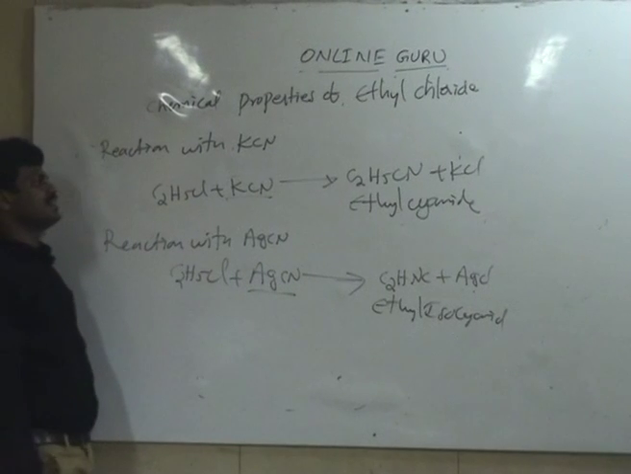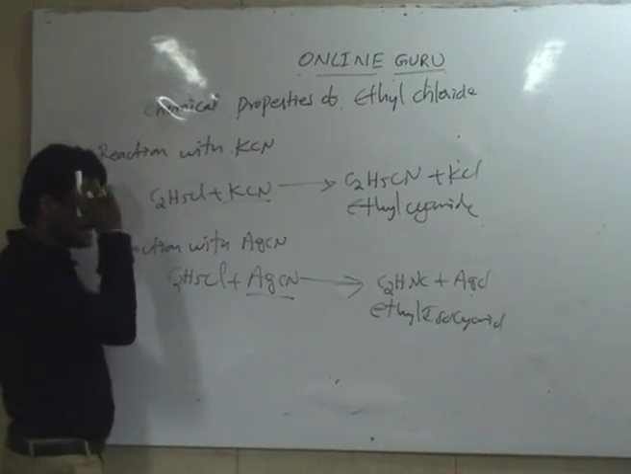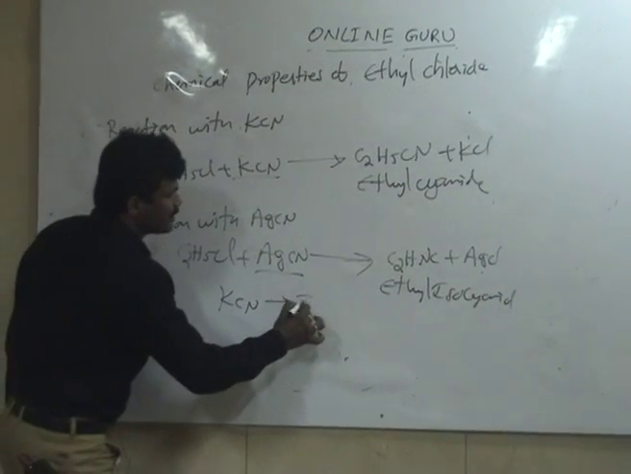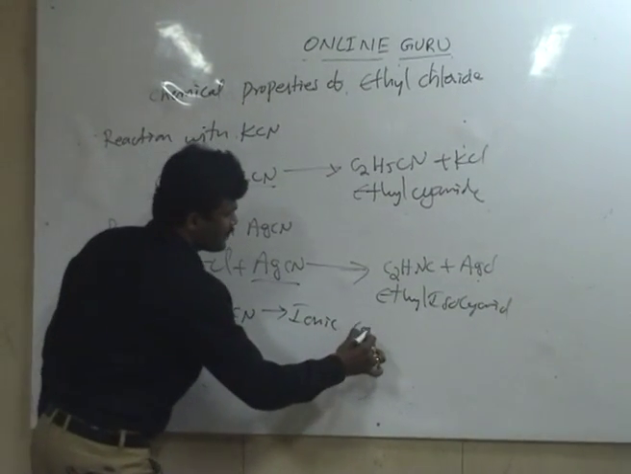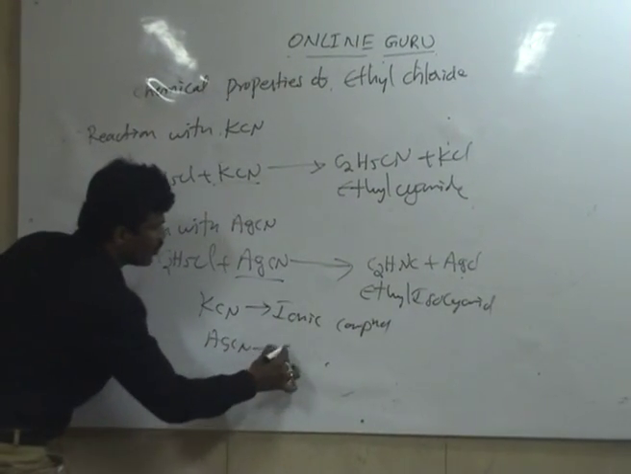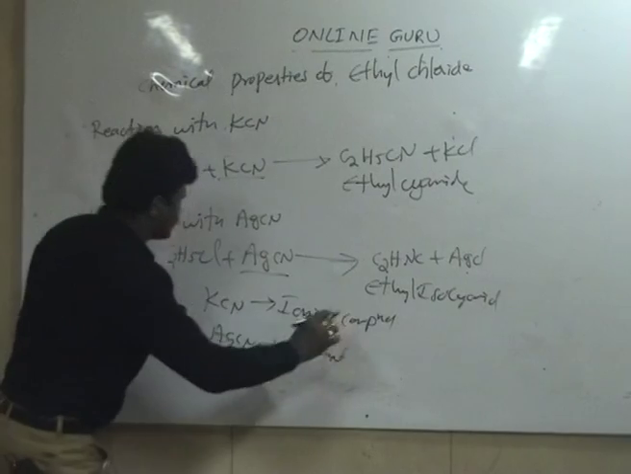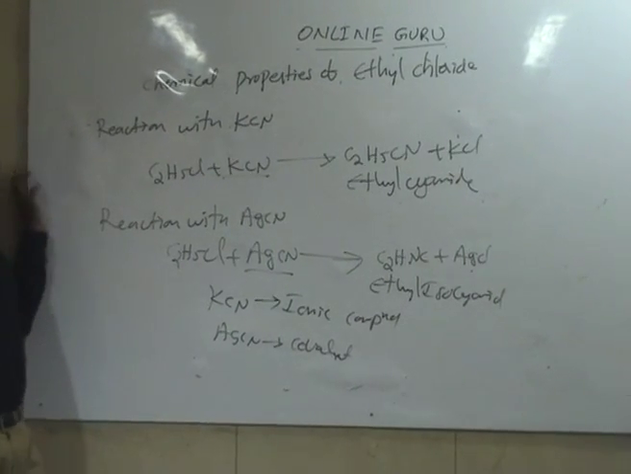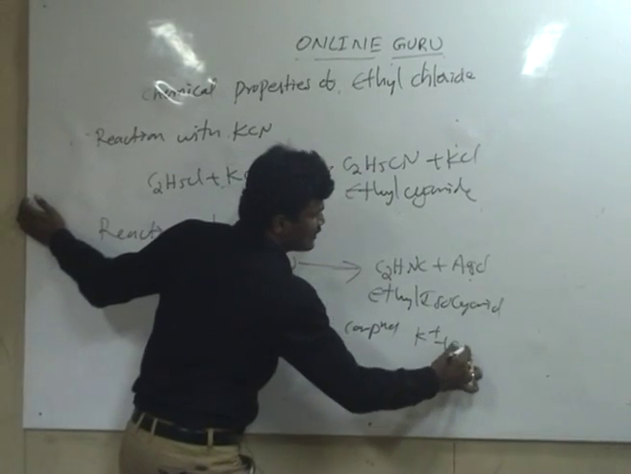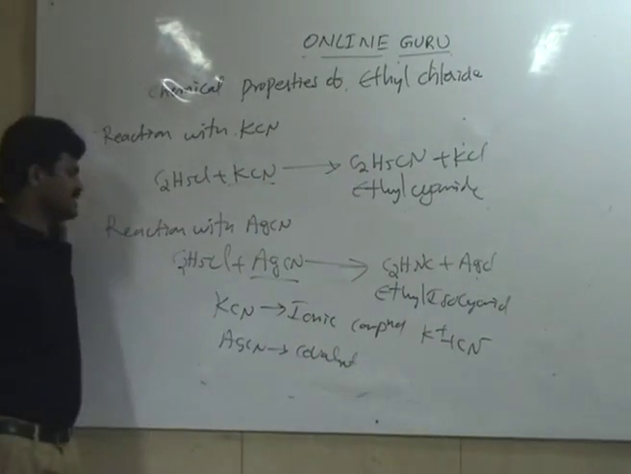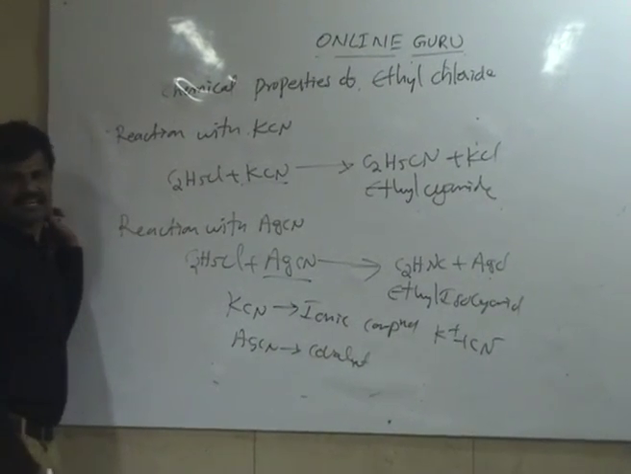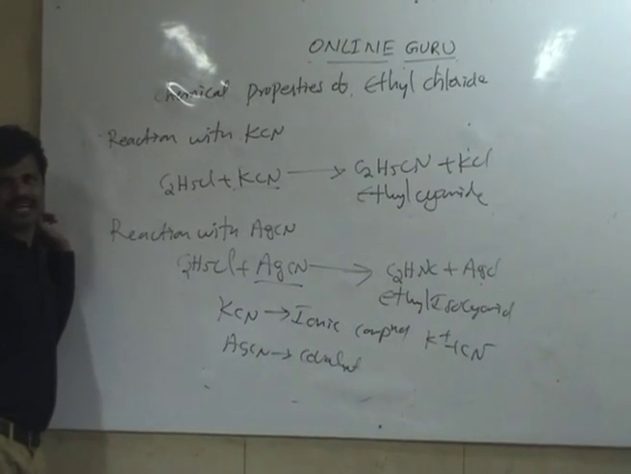KCN is an ionic compound, but AgCN is a covalent compound. So KCN easily ionizes into K+ and CN- ions, but AgCN does not ionize, so it produces the isocyanide group. KCN produces the cyanide group.